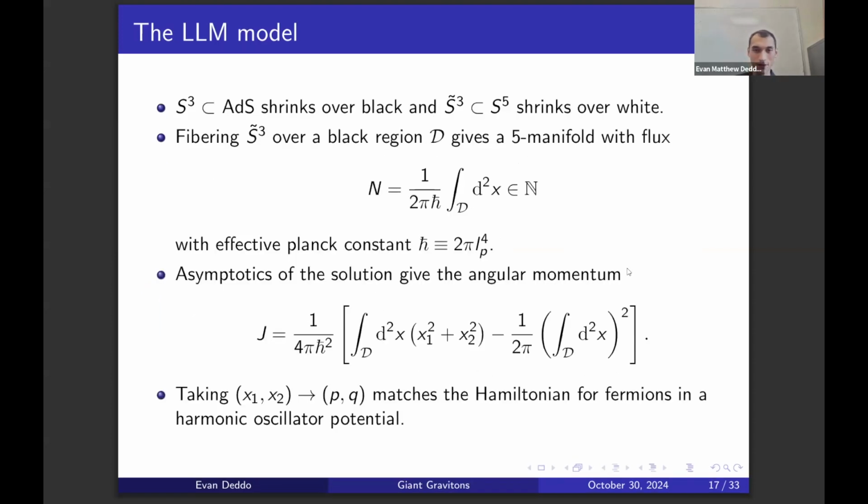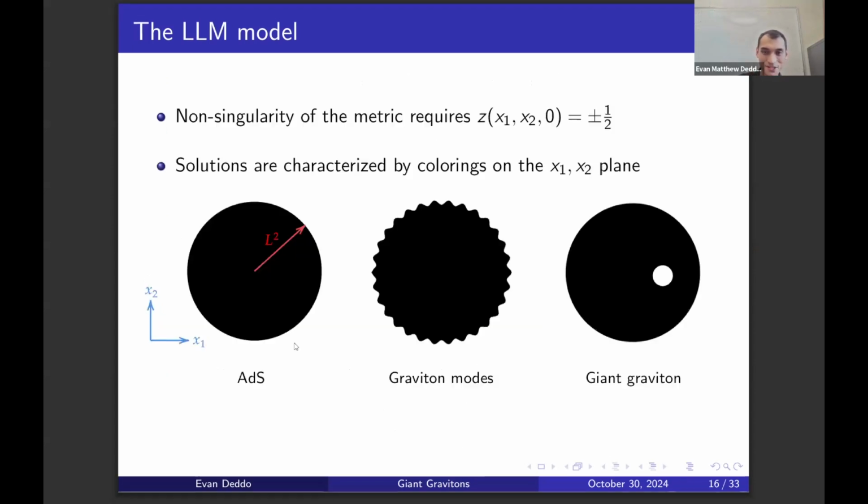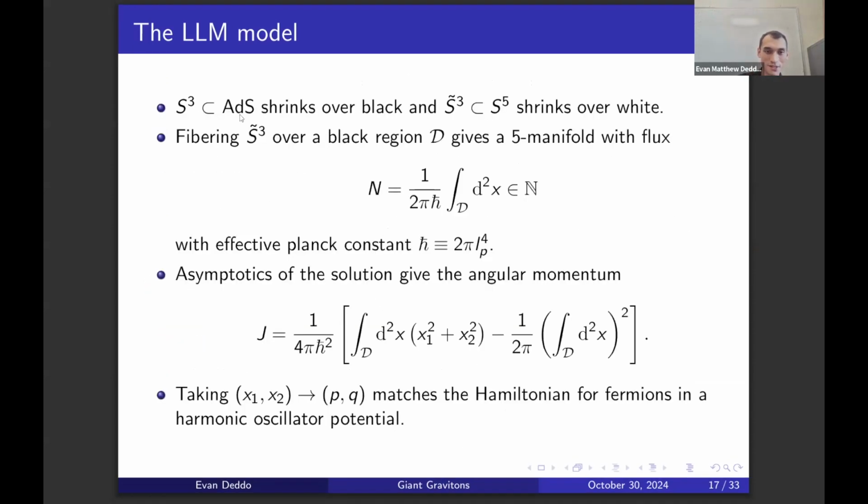So I guess if we look at the metric, these two spheres actually grow and shrink depending on position in x1, x2 space. So the S3 inside AdS will shrink over the black region, and the other S3 shrinks over white regions. And we can consider creating a 5-manifold by fibering the S3 over any black region to give this 5-dimensional manifold.